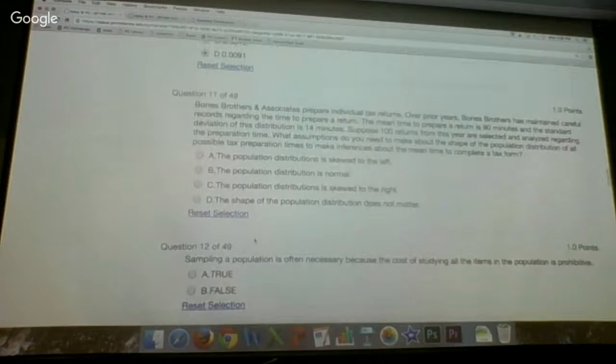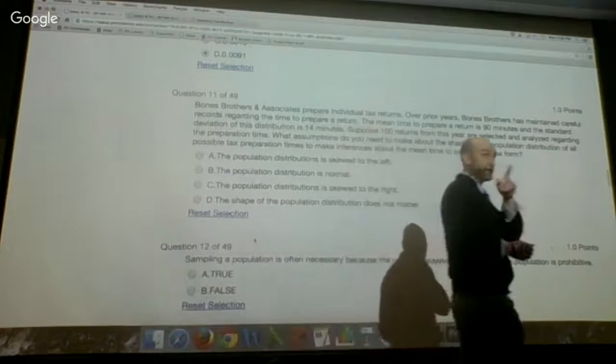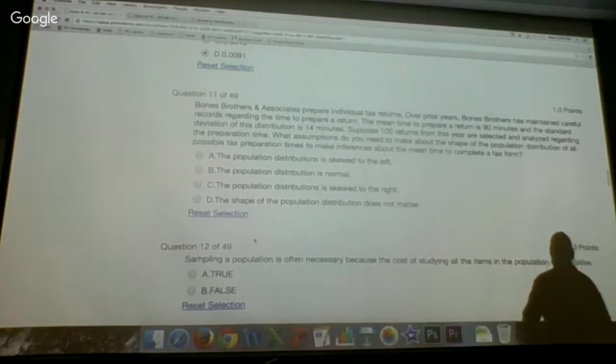All right, so now let's talk about some concept questions. Number 11, Bones Brothers and Associates prepare individual tax returns. Over prior years, they maintain a variety of blah, blah, blah. They want to know how long it takes to prepare a return. I'd like to know how long it takes to prepare the extension form. Also, if you fail to report income, it takes a lot less time to fill these out. So that's a pro tip to all you kids in accounting right now. If you don't report income, instant.